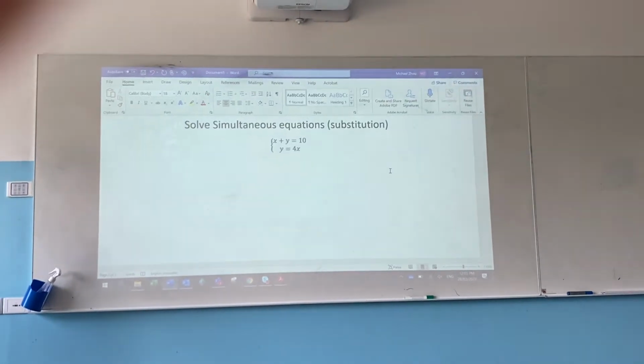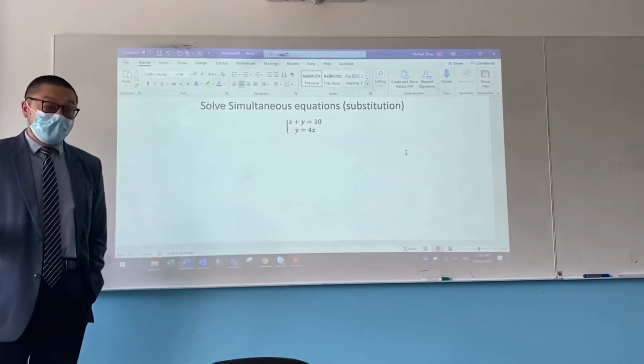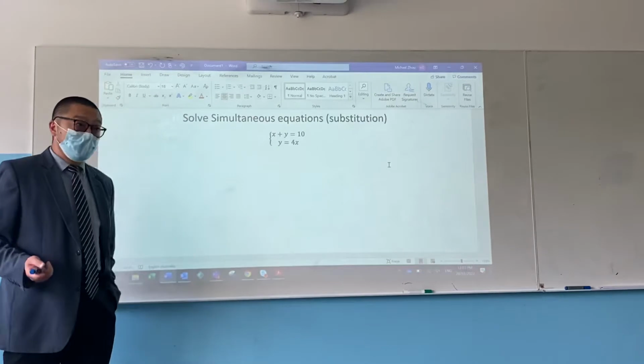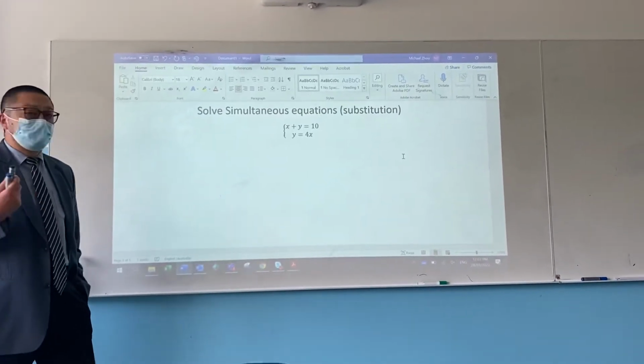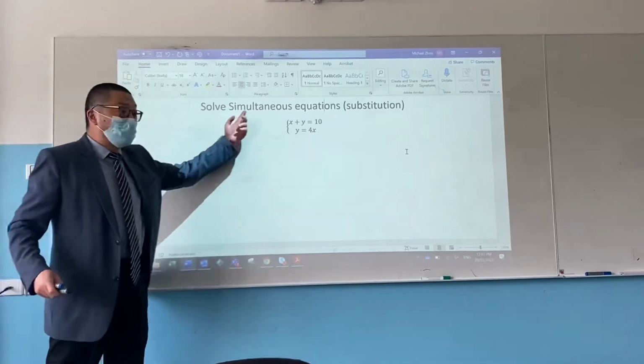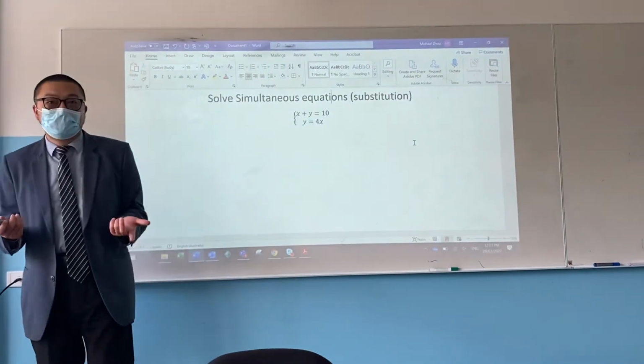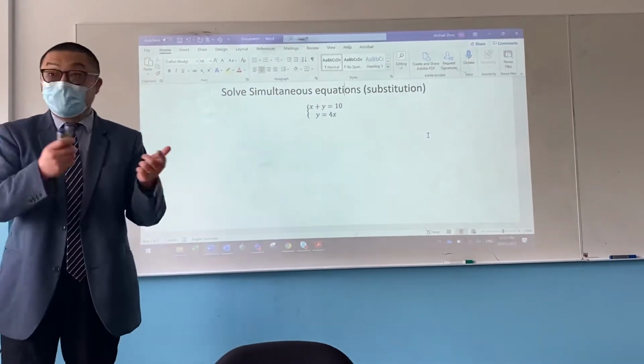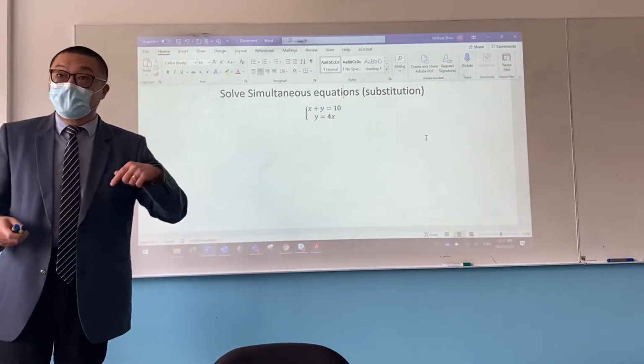Okay, so from today and the next few lessons, we are going to do simultaneous equations. Before we start this, can I ask you, what does this word mean? What does simultaneous mean in English? Same time, exactly. Or two things together.